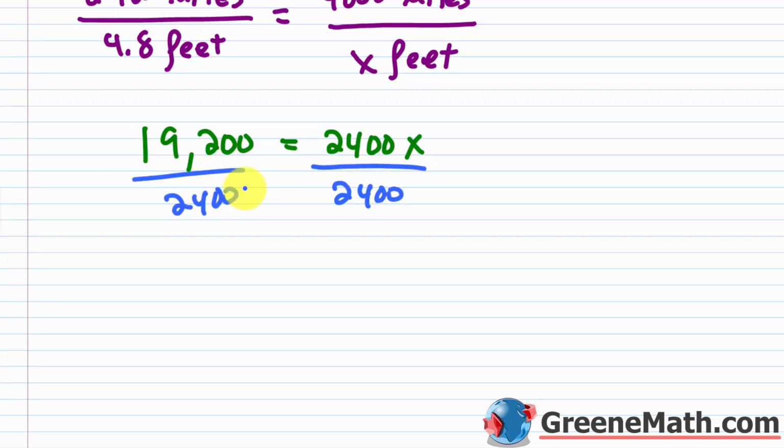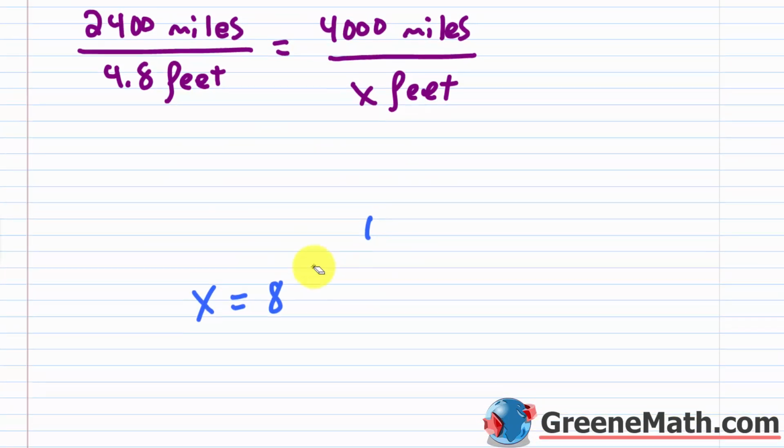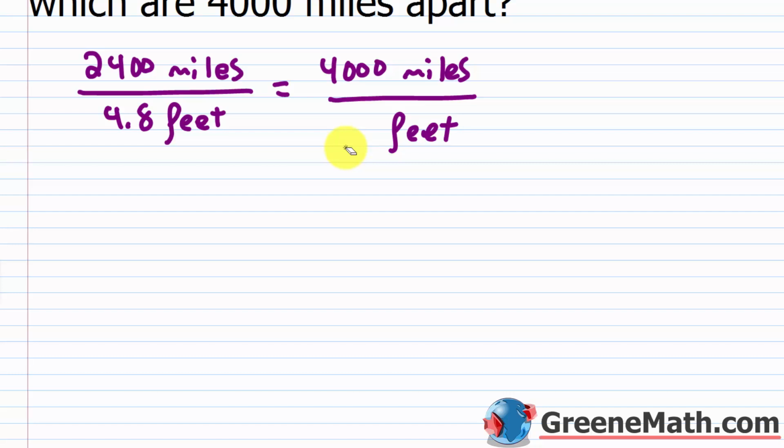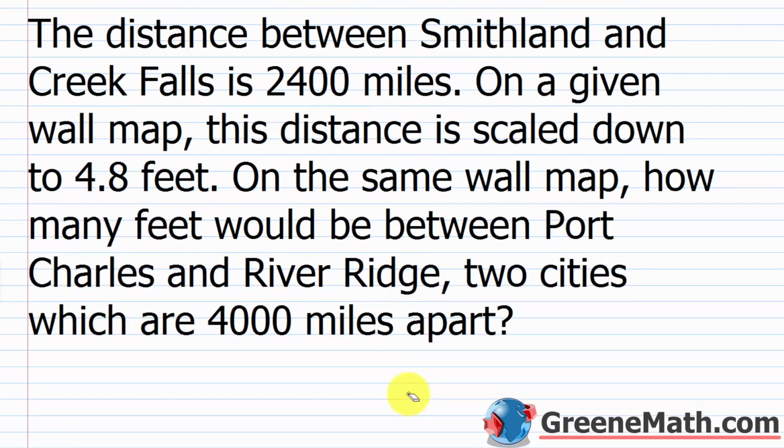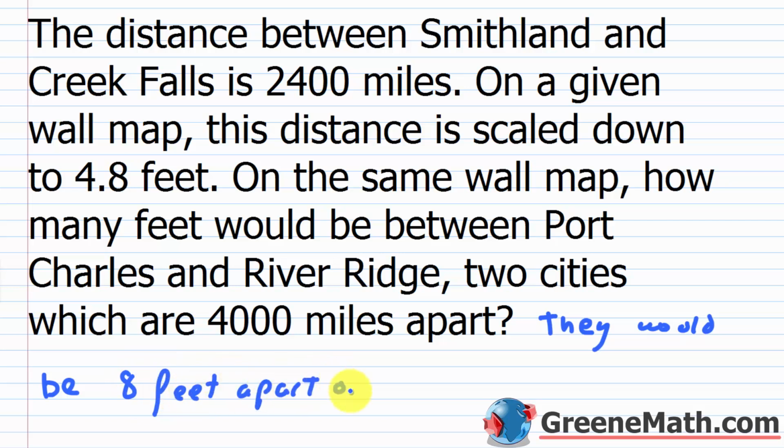If I divide 19,200 by 2,400, I'm going to get 8, right? So x here is going to be equal to 8. So I can erase this. Got all my information now. Instead of saying x feet, this would really be 8 feet. So I can go back and just answer this. We would say they would be 8 feet apart on the wall map.